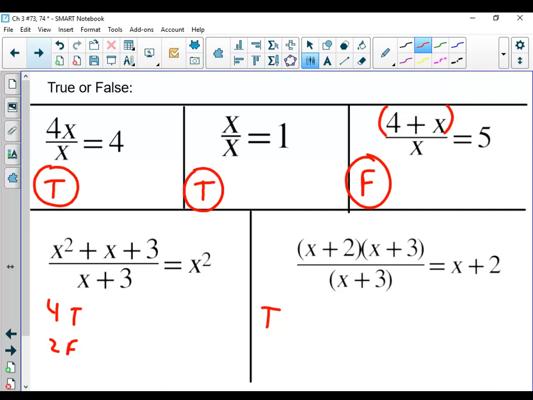All right, we have one that was giving us a little variety of answers. For those of you that said true, is this what you did? I got x plus 3 over x plus 3.